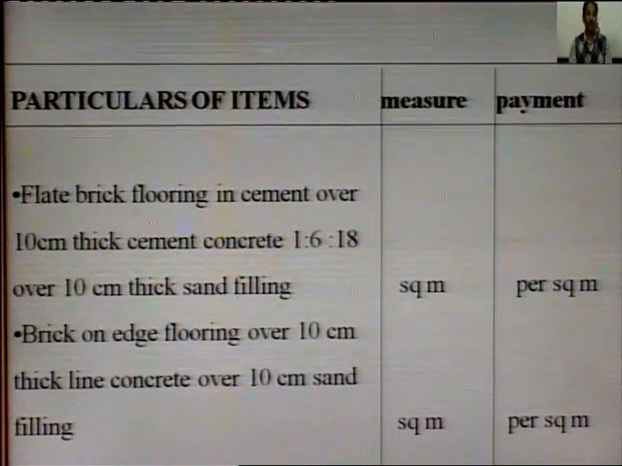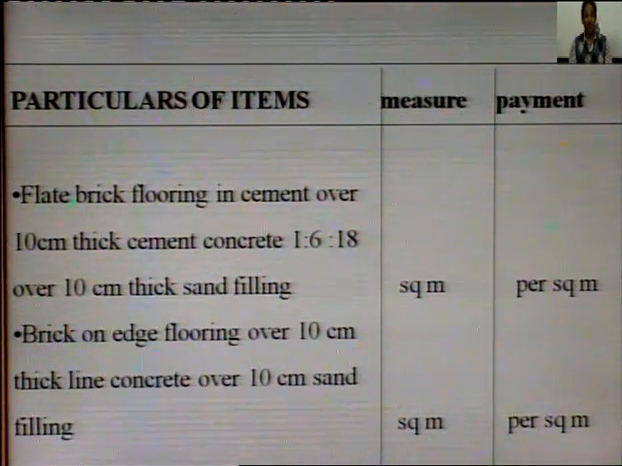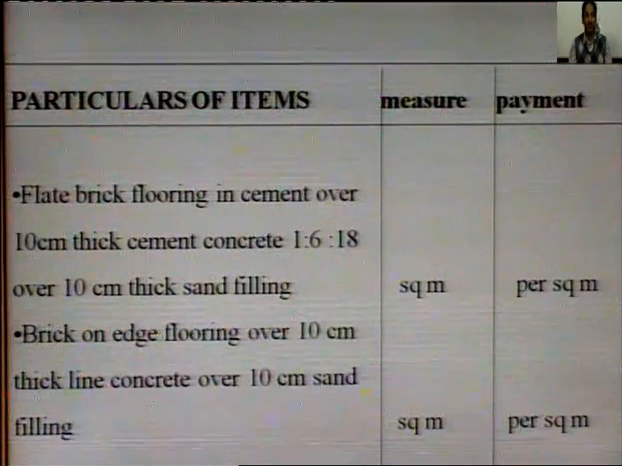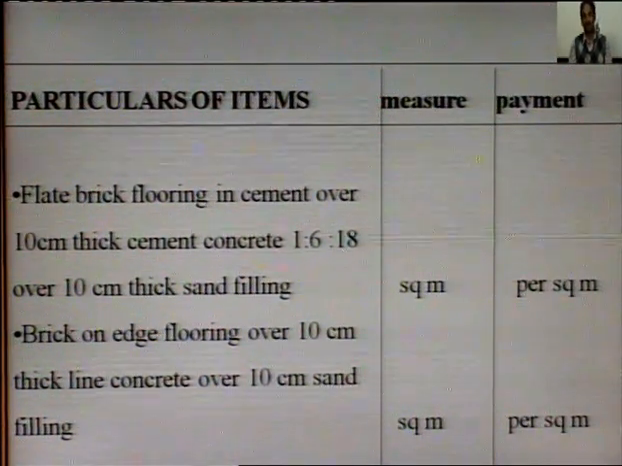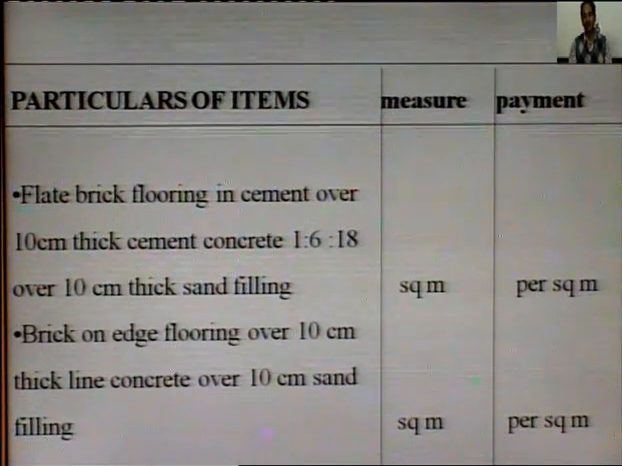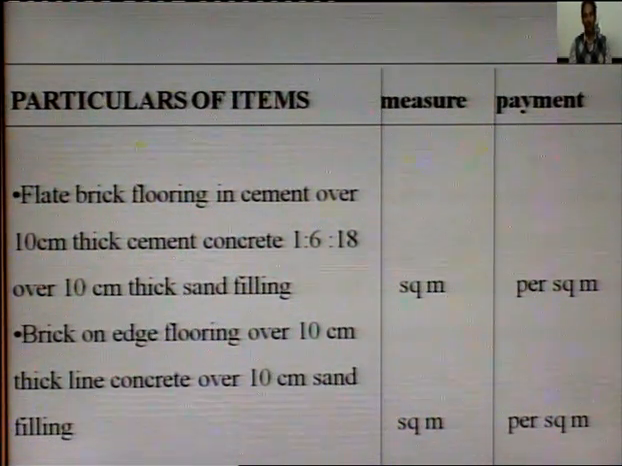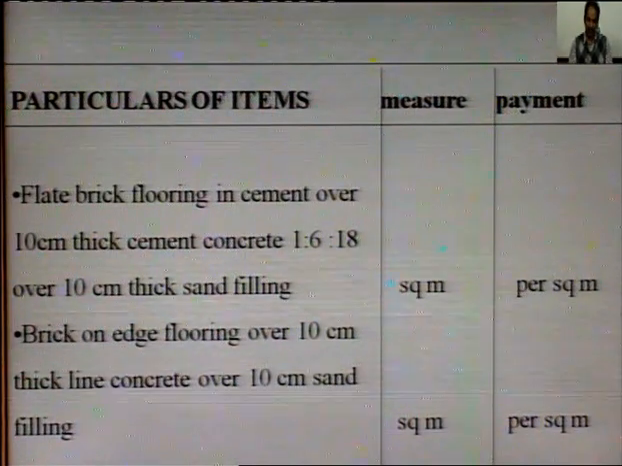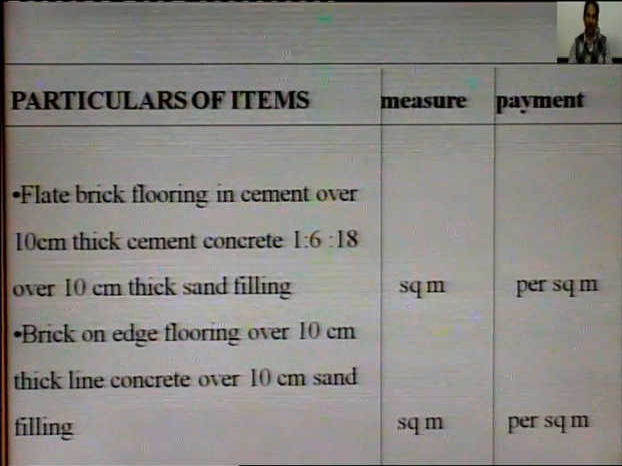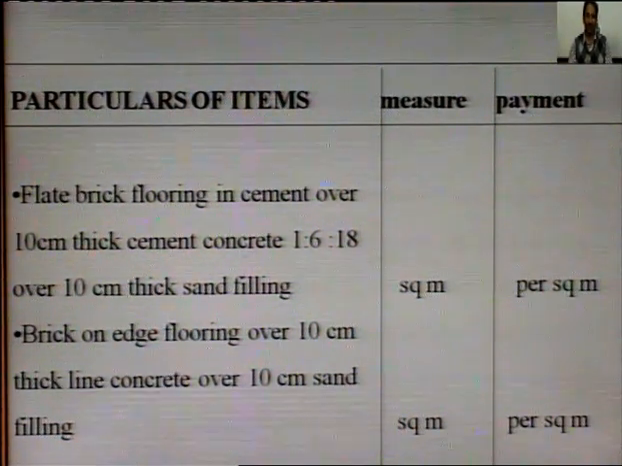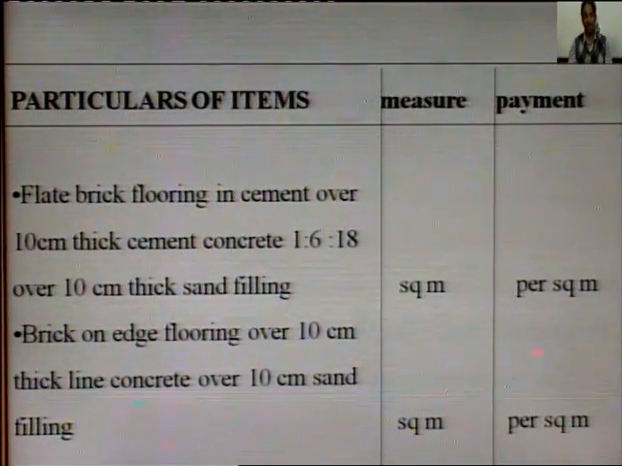mortar over a 10 centimeter thick cement concrete bed, meaning PCC bed, plain cement concrete bed, lean cement concrete bed, and the ratio 1:6:18. So, this proportion is very lean. Here 1 part cement is used, 6 parts sand, and 18 parts coarse aggregates.